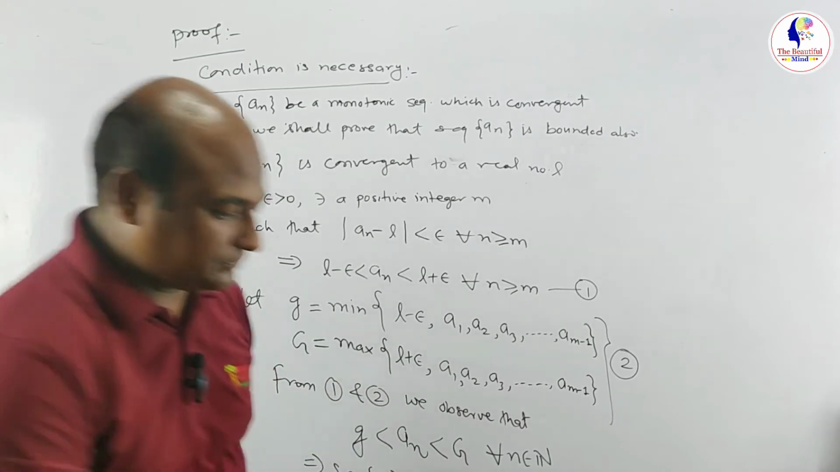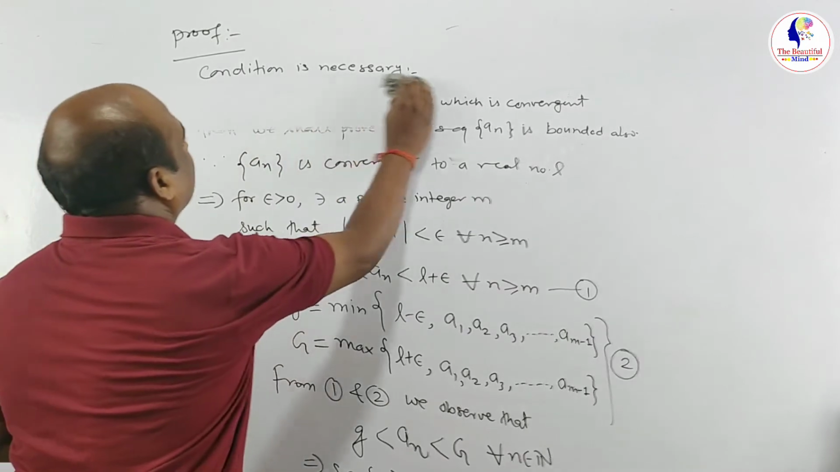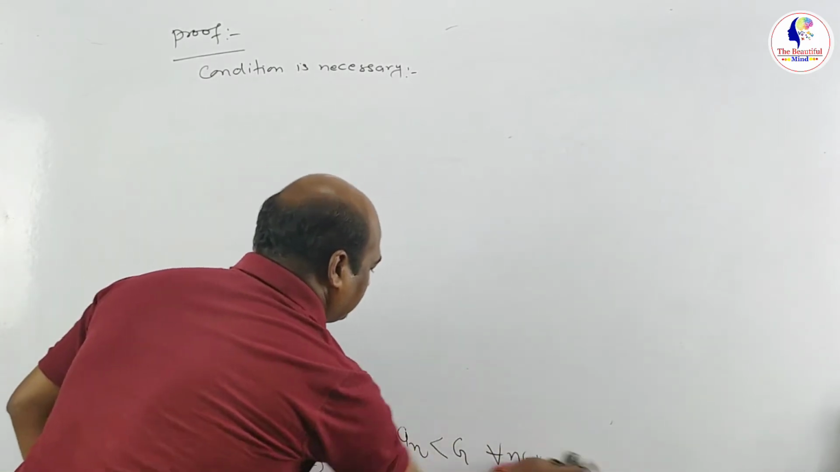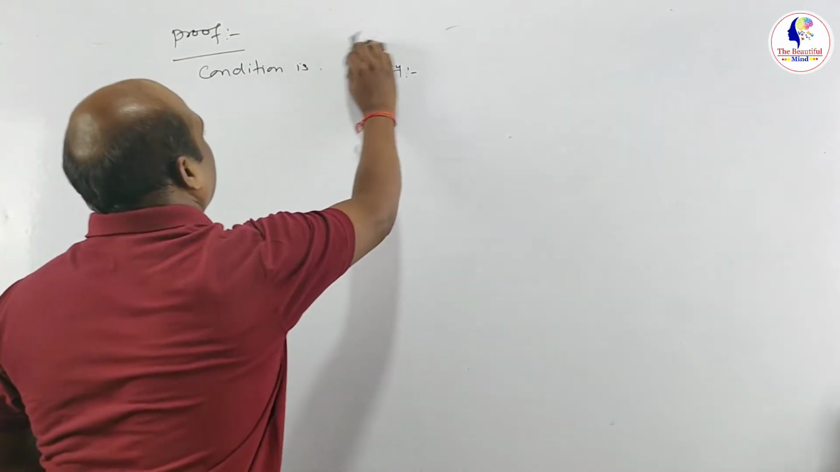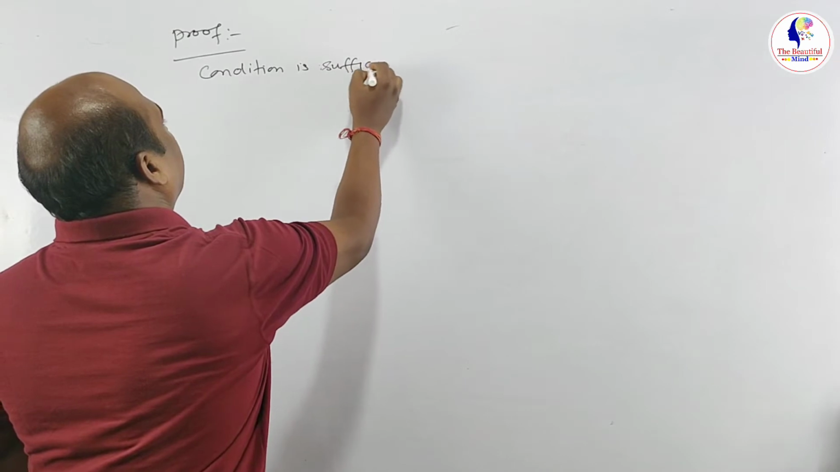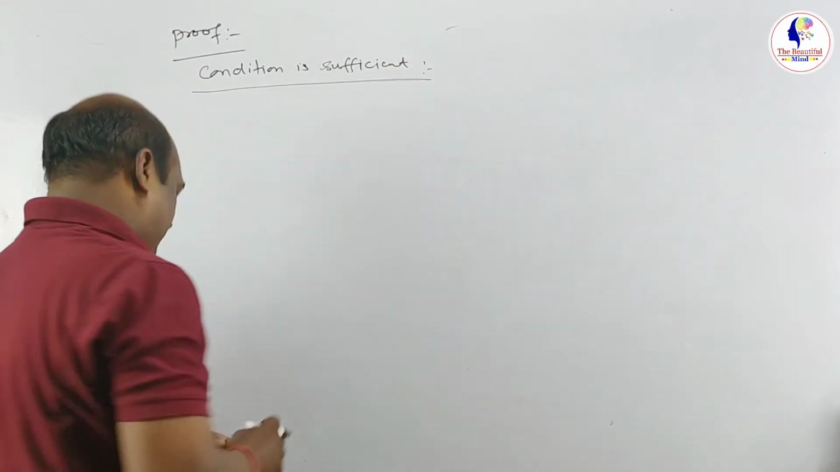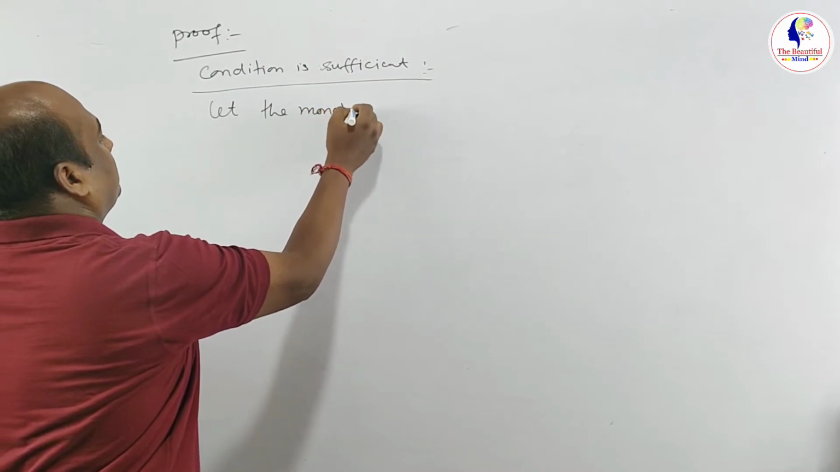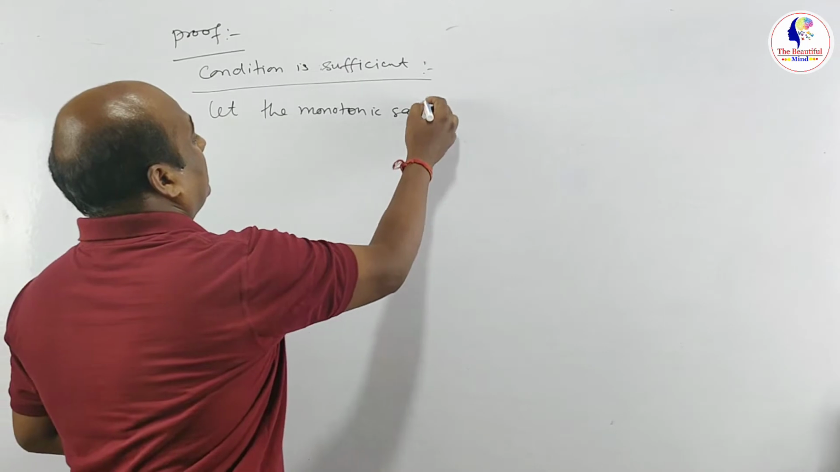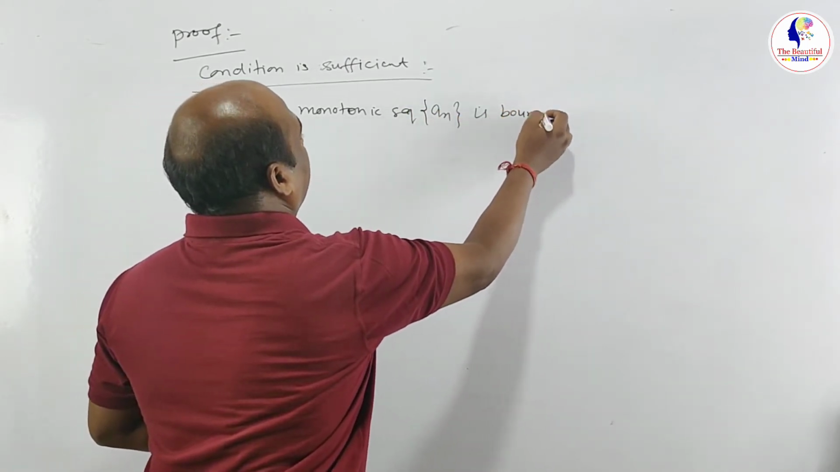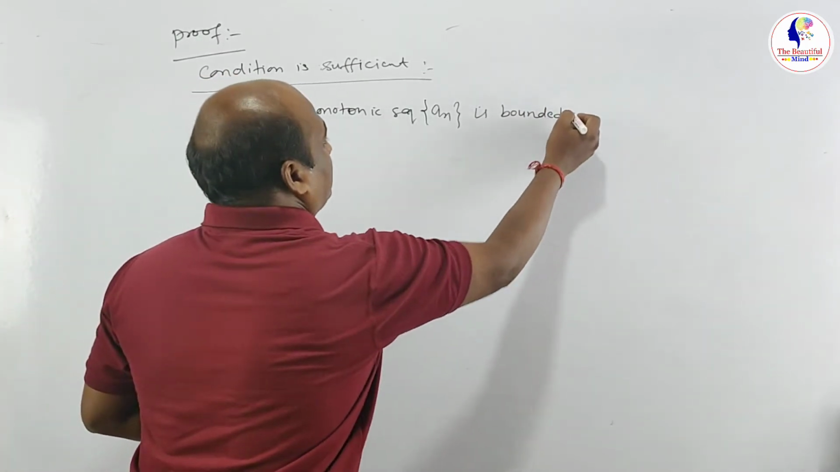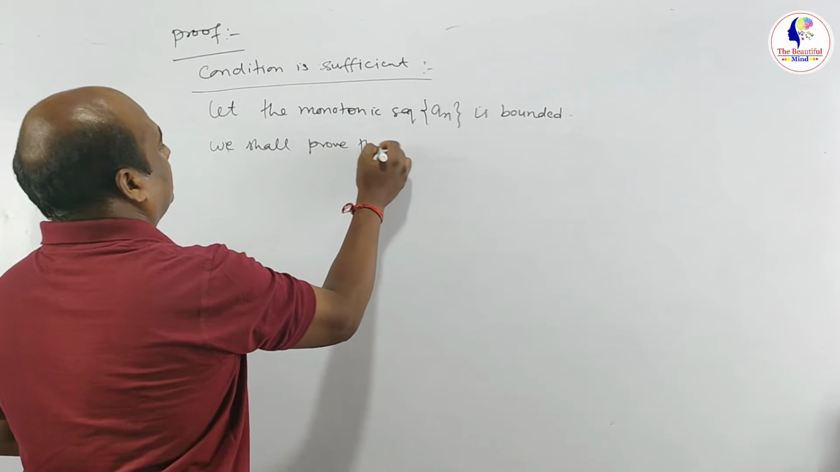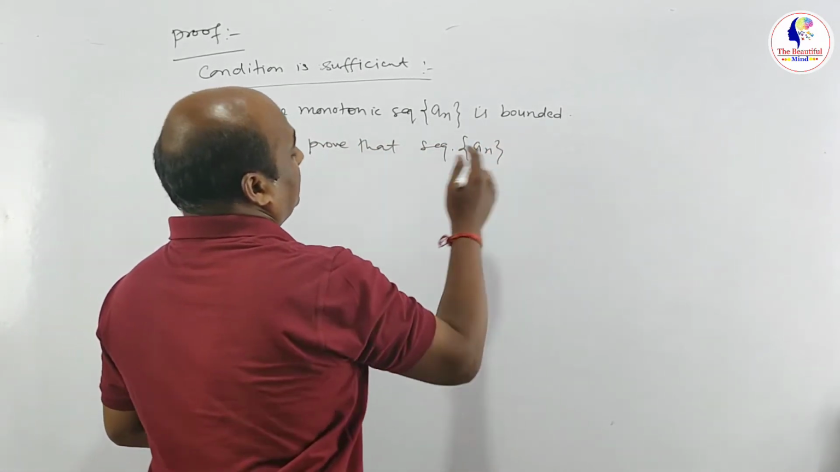That we are going to prove here. The condition is sufficient. So here we can consider that the monotonic sequence an is bounded. We shall show that the sequence an is convergent.